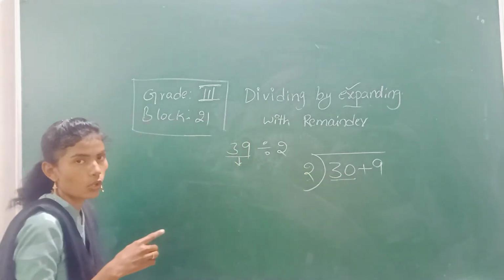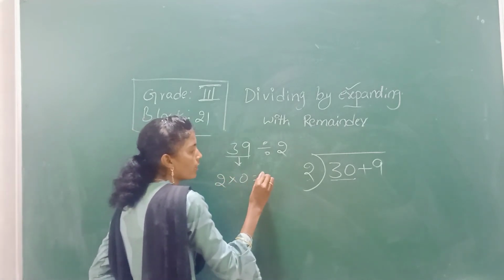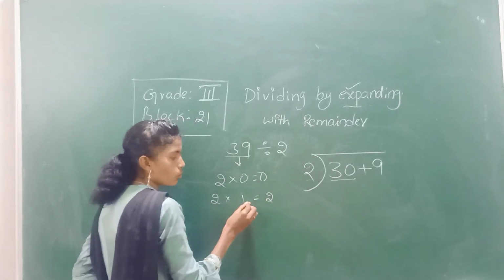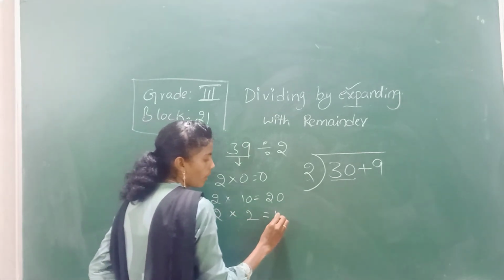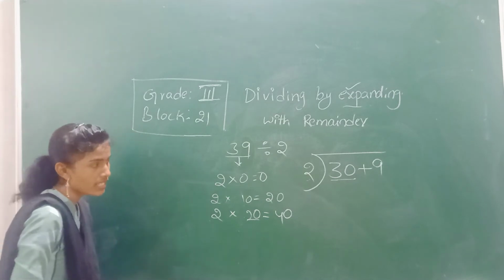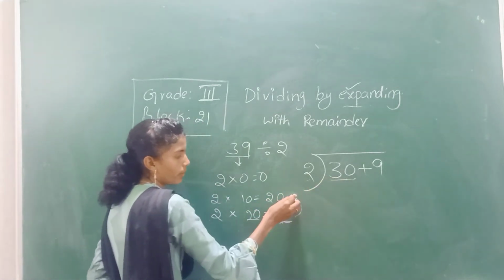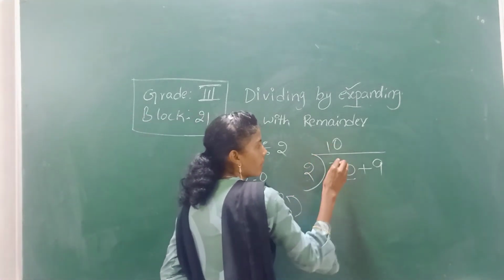2 zeros are 0, 2 tens are 20. So which table did I ask you to read? The 10 table of the given number. 2 ones are 2, means 2 tens are 20. Next, 2 twos are 4, means 2 20s are 40. Yes, until you get greater than 30, and 40 is greater than 30. So go to the before number. 2 tens are 20.